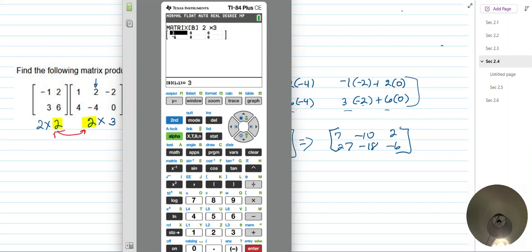I'm going to enter a 2, a negative 2, a 4, a negative 4, a 0, and I have it. There you go. I got it, hopefully. All right, I'm going to go on my home screen, and I'm going to do multiplication. Second matrix, A, second matrix, and we'll go to B. And that's exactly what I got.